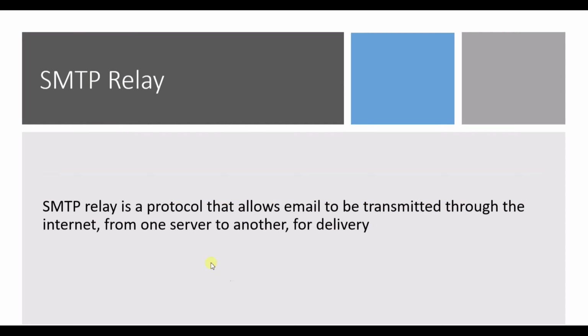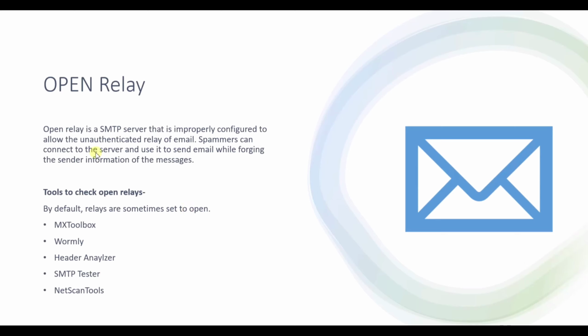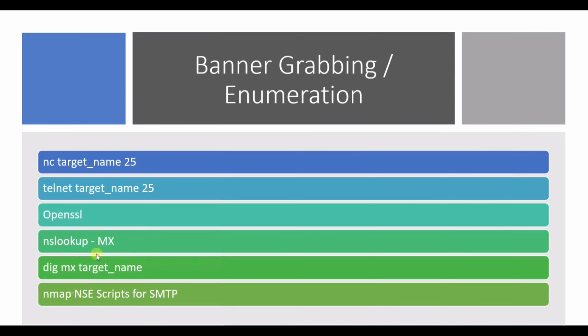And next, this is about SMTP relay. These are some of the tools that will help us identify whether there is any open relay or not. Like I already discussed, MX Toolbox, and this is the website. Wormly is there, header analysis is there, SMTP tester, NetScan Tools. This is software, but it is paid. These are some of the tools we will use to identify information related to open relay. And here you can see the information.